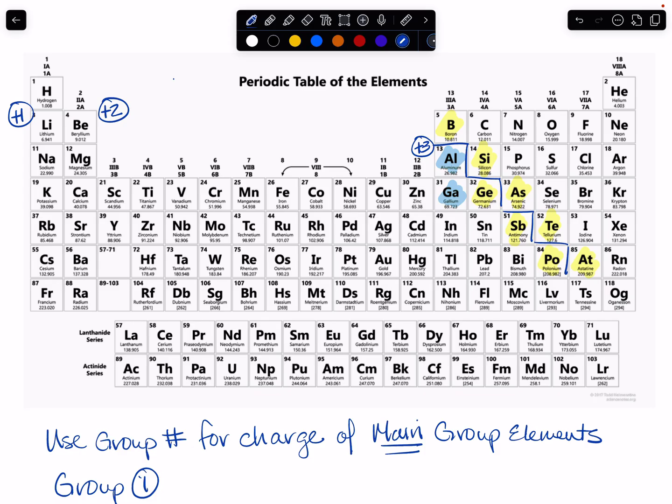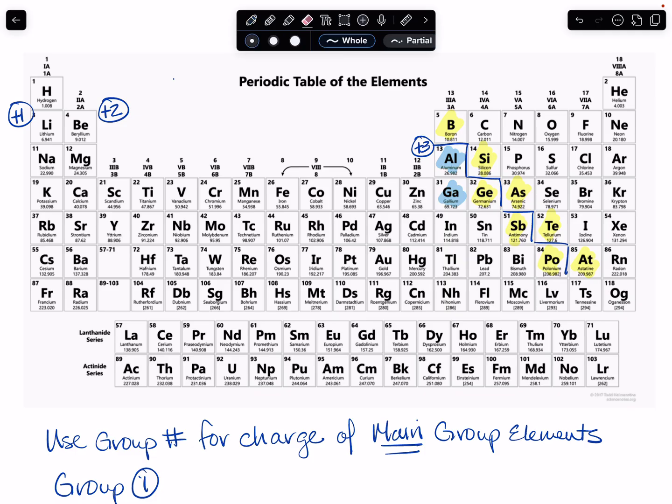As we continue to move across the table, now we're in carbon's group. Carbon and silicon tend to stick with covalent molecules. They have 4 valence electrons and they want 8. So they could either pick up 4 or lose 4. And energetically, it's hard for them to decide. So instead, they just share electrons in covalent molecules.